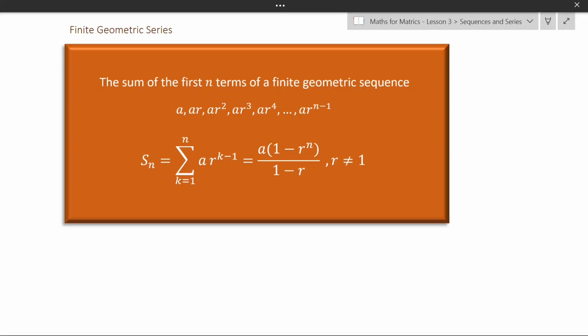Finite geometric series. The sum of the first n terms of a finite geometric sequence a, ar, ar squared, ar cubed, ar to the power of 4, until ar to the power of n minus 1, can be written as the sum of ar to the power of k minus 1, from k equals 1 to n. And it is equal to a times (1 minus r to the power of n), divided by 1 minus r, where r is not equal to 1. It can also be given by a times (r to the power of n minus 1), divided by r minus 1, where r is not equal to 1.